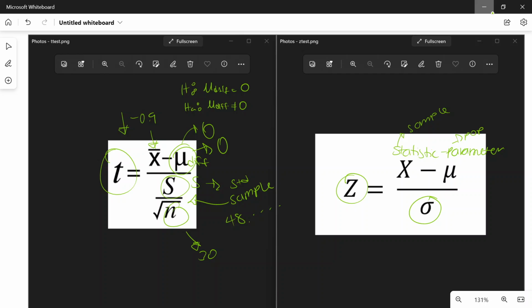Probably. Okay, T versus Z. I just know the really basic definition. Z is for proportions, and T is for means. Because for proportions, isn't it X over N?